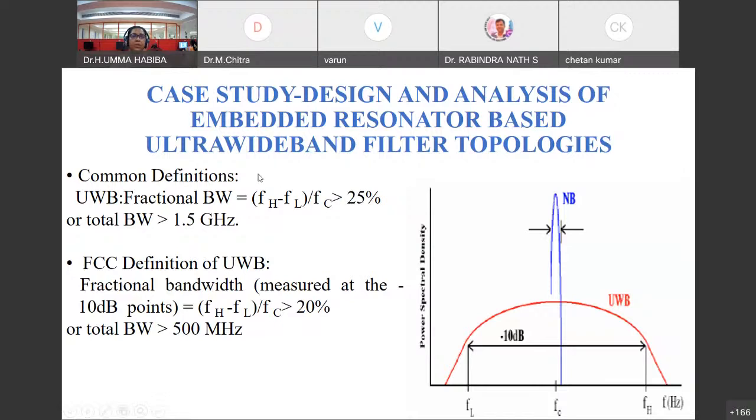Before going to discuss this research topic, I just want to give some introduction. Ultra wideband, according to the FCC, the Federal Communications Commission, is a license-free band. 3.1 gigahertz to 10.6 gigahertz is allotted for ultra wideband. Generally, wideband is greater than 1.5 gigahertz. But as per the FCC definition, if it is greater than 500 megahertz, it is considered ultra wideband.